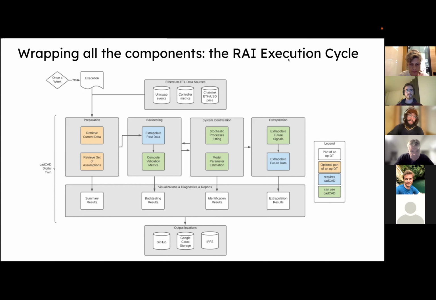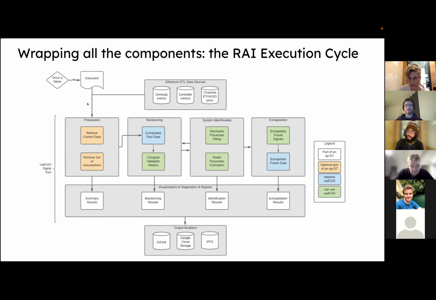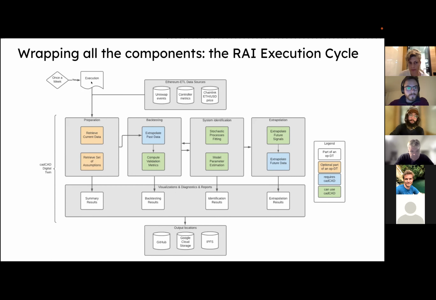The idea here is that we have all those components: preparation, backtesting, system identification, extrapolation. We also have this box here of visualization, diagnostics, and reports. The way the HAI digital twin is implemented is that you have some code that allows you to execute it. When you execute, you have the preparation steps that consume all the data, and you retrieve the set of assumptions. Based on that, you feed that into backtest, which calculates how much error we are having. Based on that, we provide information to extrapolation, and so on.